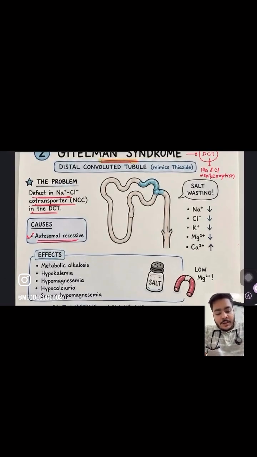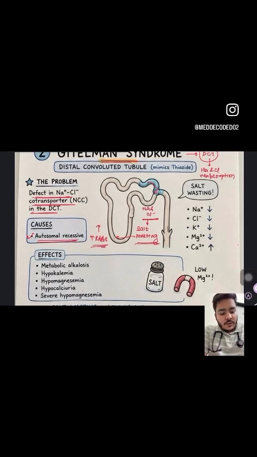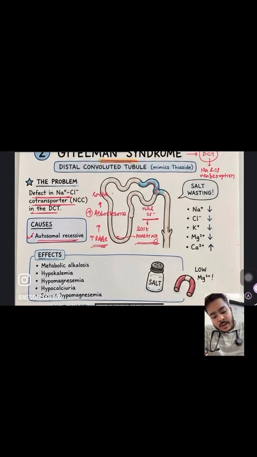Now, as your sodium and chloride is not being reabsorbed, there will be a loss of sodium and chloride in the distal convoluted tubule. Once you have this loss, that will be interpreted by the body as salt wasting. Okay. So the compensatory mechanisms will kick in and lead to an increase in the RAS system, that is your renin-angiotensinogen aldosterone system. Once your RAS is activated, you'll have increased aldosterone, which will lead to salt and water reabsorption, right?